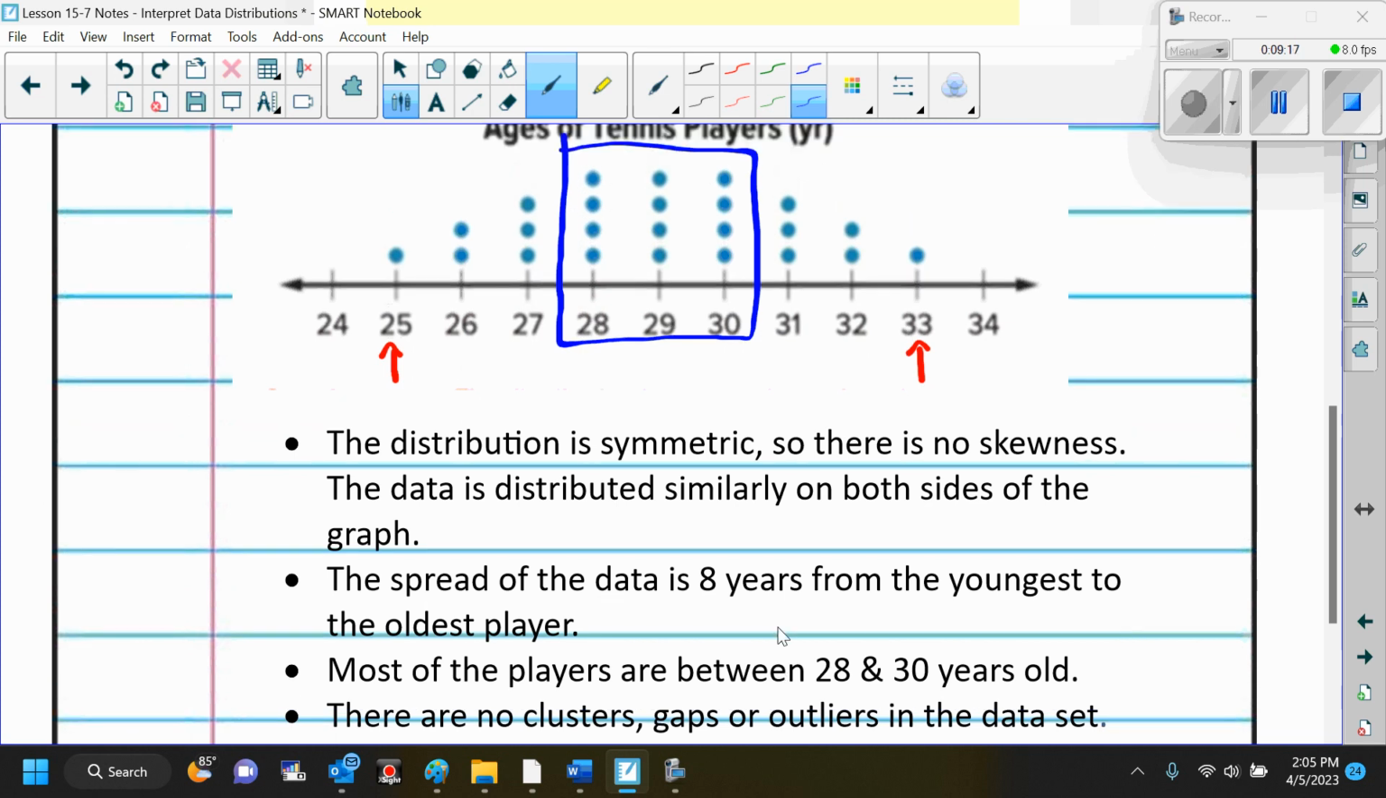Now, on this graph, there are no clusters, gaps, or outliers. Okay? So there is not a group of numbers all in one section, so there are no clusters. There are no gaps because we have dots at every single one of the tick marks on the number line. And there are no outliers. There are no numbers that are very, very high or very, very low.